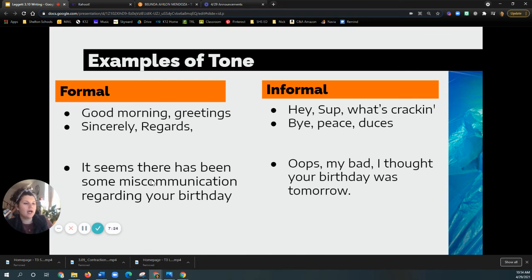Okay. Now let's look at some examples of tone in writing. These two things are saying the same thing. One is formal and one is informal. So the formal way, here we go: It seems there has been some miscommunication regarding your birthday. The informal way of saying that might be, oops, my bad, I thought your birthday was tomorrow. So you can use a lot more slang when you're talking.